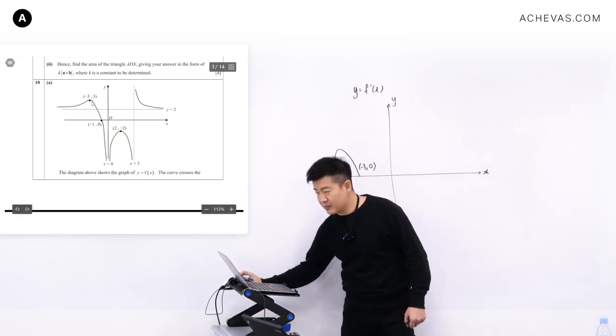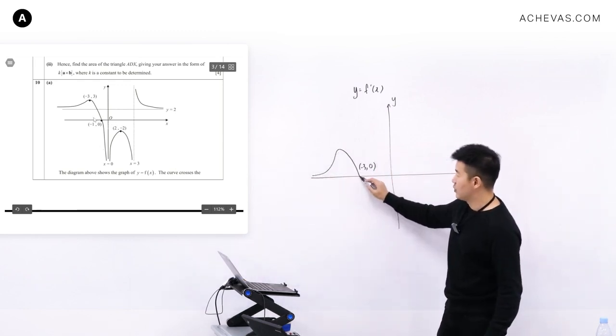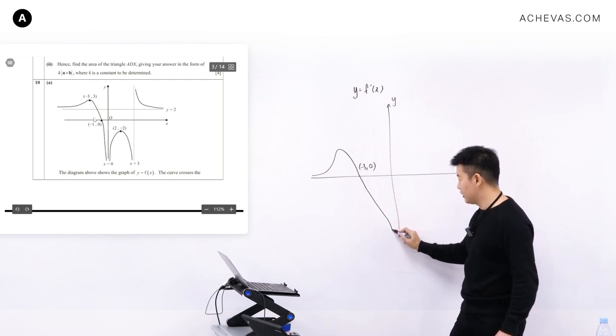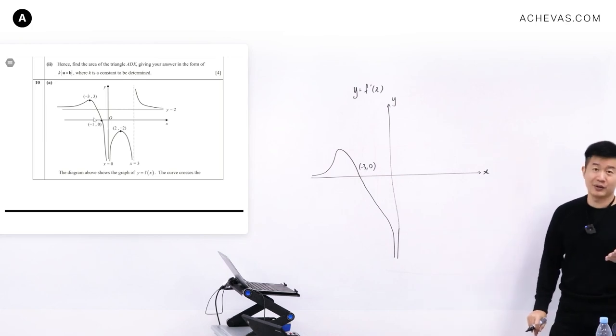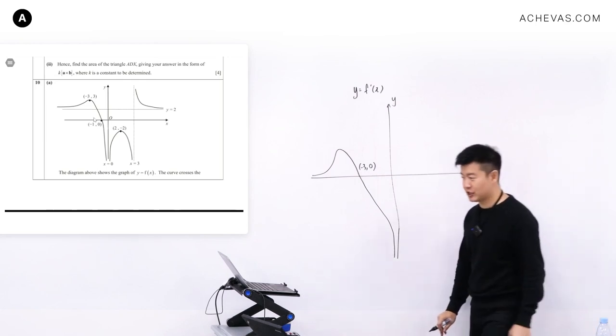Then after that, the gradient becomes negative, and it will become more and more negative as x goes to zero. So the y-coordinate will become negative, and then more and more negative as it goes to zero. So far you get it, right? Any question? If you have a question, please just type into the chat, okay?